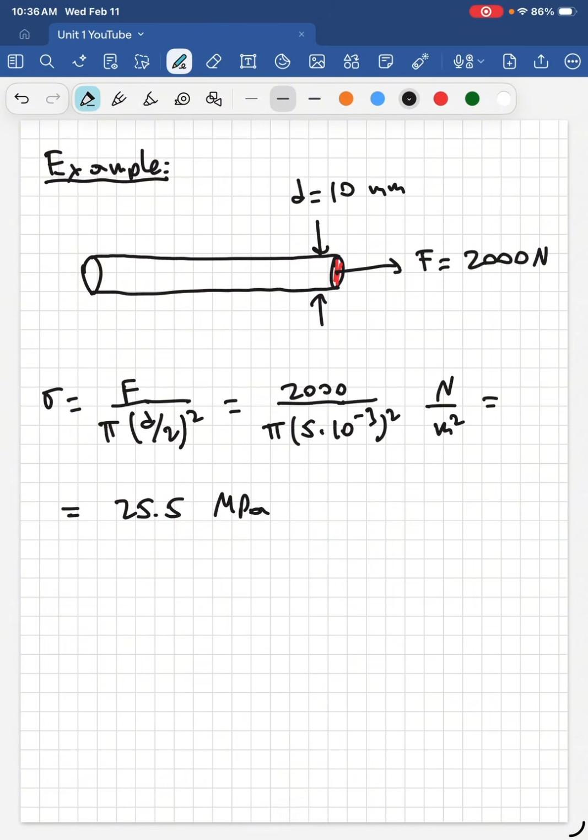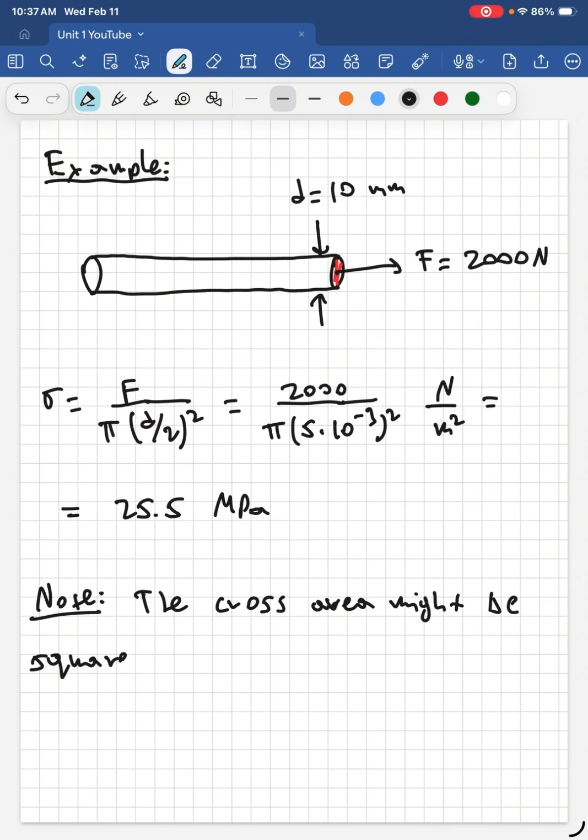And yeah, this is a very quick example. Let me write something. So note the cross-sectional area in problems that you might be given. The cross-sectional area might be square or rectangular.